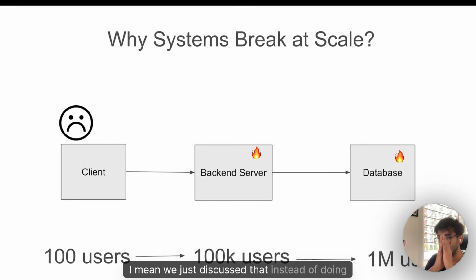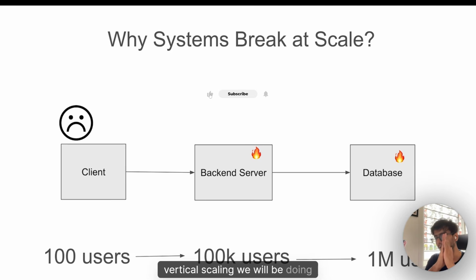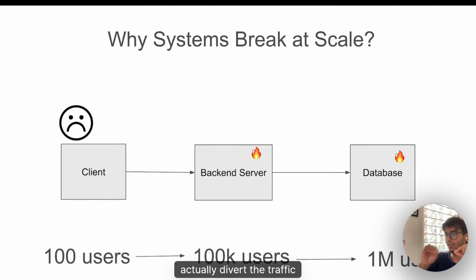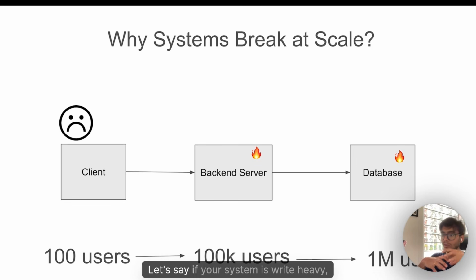We just discussed that instead of doing vertical scaling, we will be doing horizontal scaling, I mean, scale out. Then you would need a load balancer which can divert the traffic to your nodes, I mean, to your machines. Let's say your DB is overloaded. You'll create replications of the database. Let's say your system is write heavy, a lot of requests going to your database are mostly writes, insert and update commands.